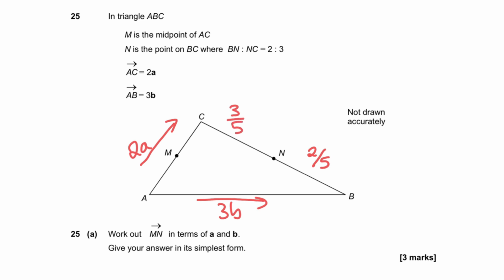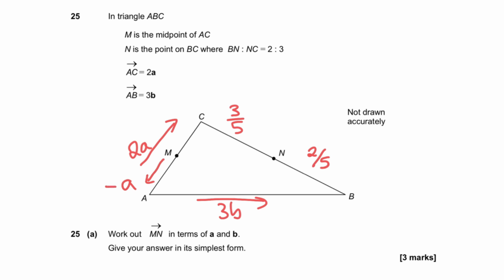So we want to know the distance and direction between M and N, but we can't go straight across the triangle, we've got to go round the outside. So we could go from M to C and then C to N, but we don't know the distance between C and N. So we could go the other way, from M to A to B, and then B to N. If M is the midpoint between A and C, then the distance between M and A must just be a, because it's half of 2a. But it's going in the other direction, so it's going to be minus a.